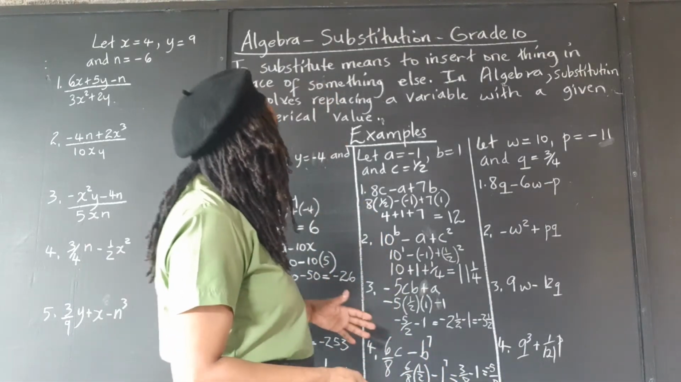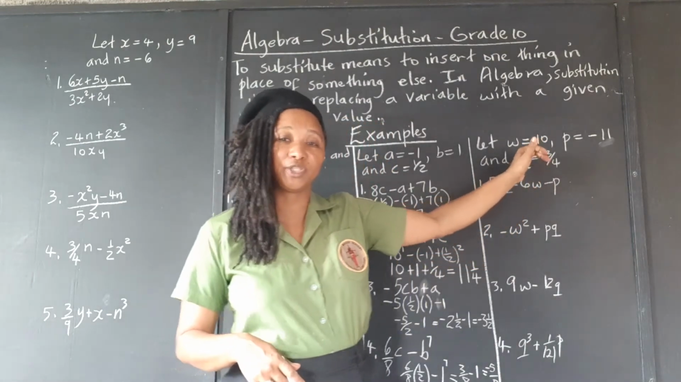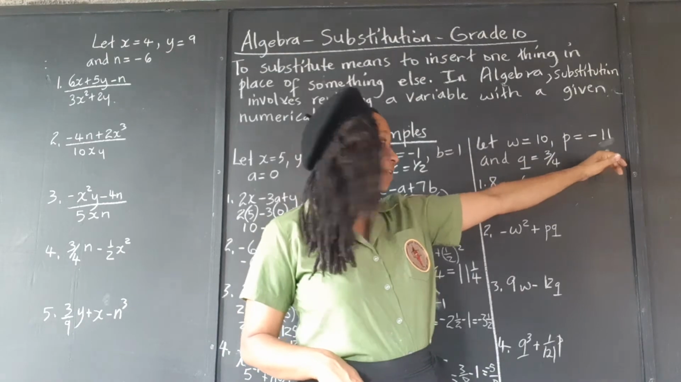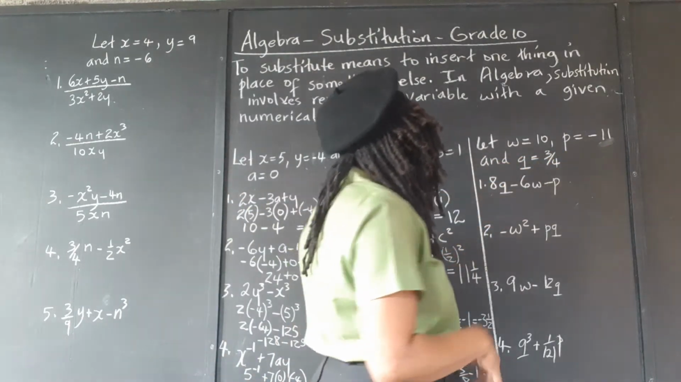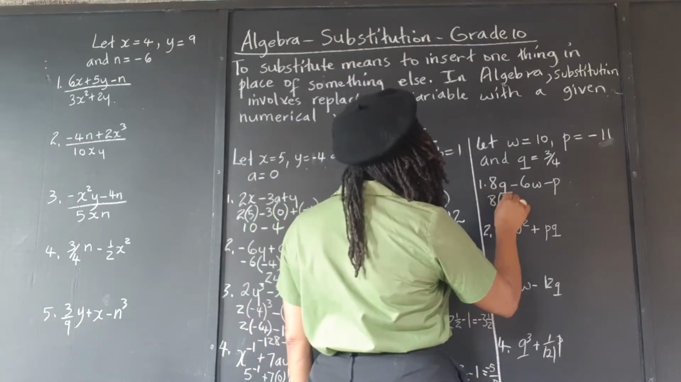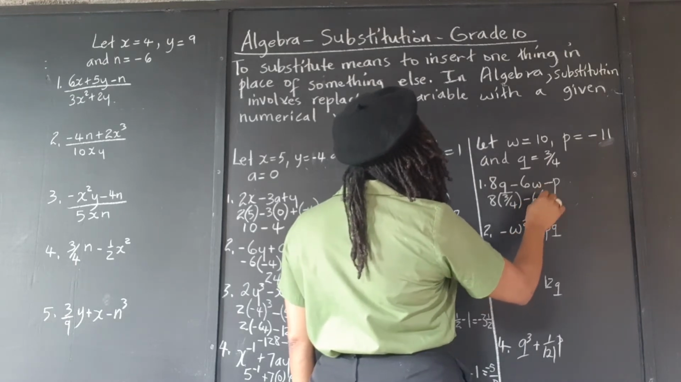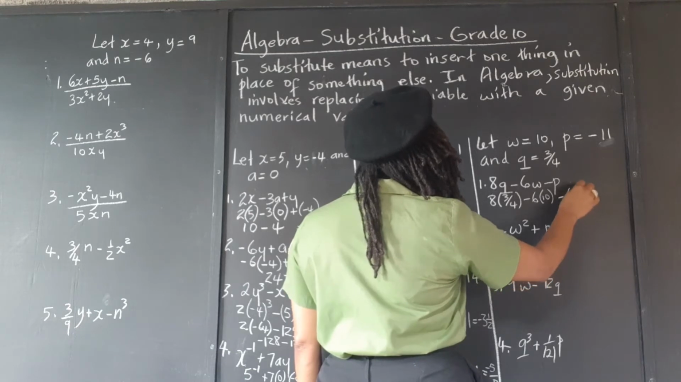So they're saying, right now, we want W, the variable W, to be equal to 10. We want P to be negative 11. And we want Q to be 3/4. So let's substitute those values. Where Q is, we're going to put 3/4. Where W is, we're going to put 10. And where P is, we're going to put negative 11.